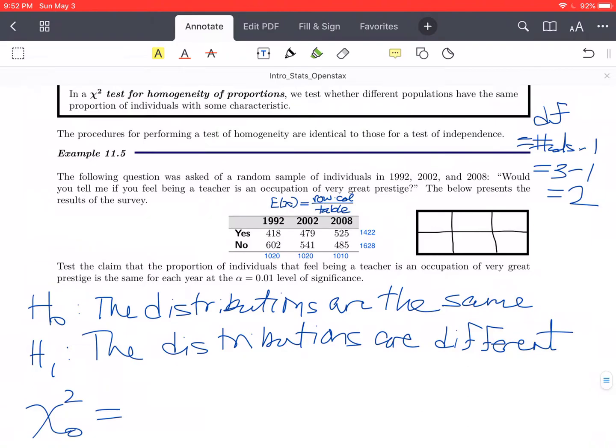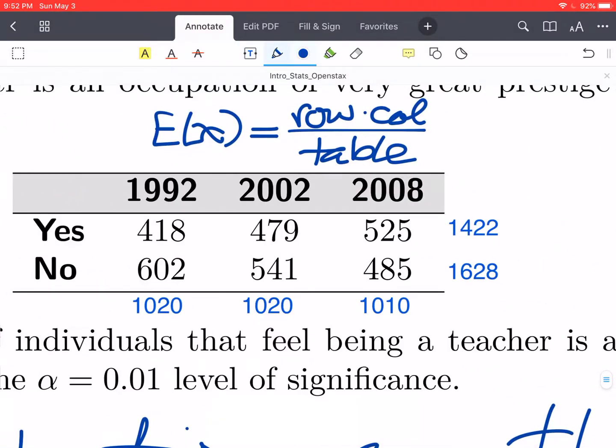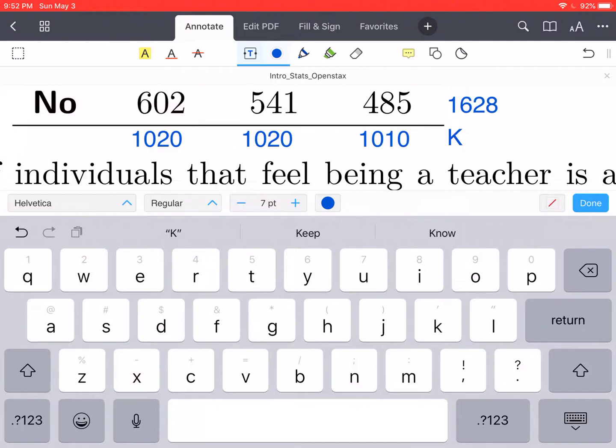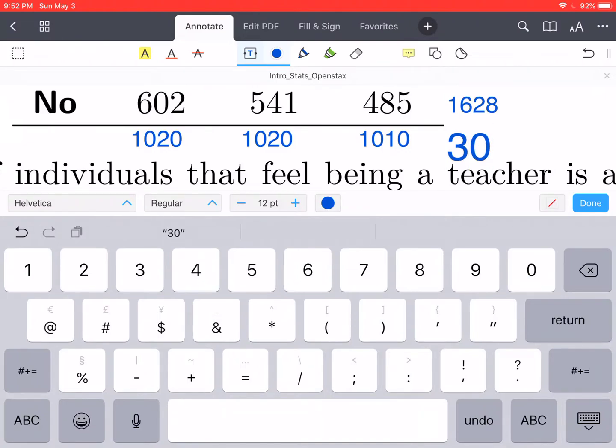Okay, so row total times column total all over table total. I forgot to put the table total in here. If you add up all of these values, you can either add these values or add these values separately, they'll give you the same answer. So in this case, we get the table total is 3050.